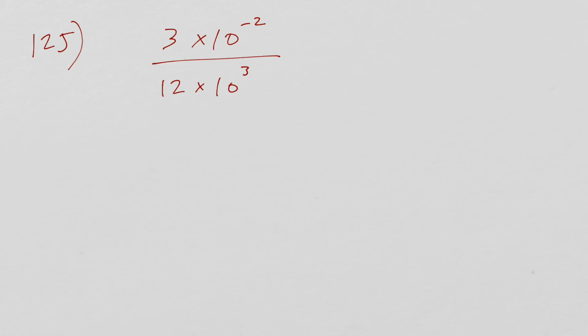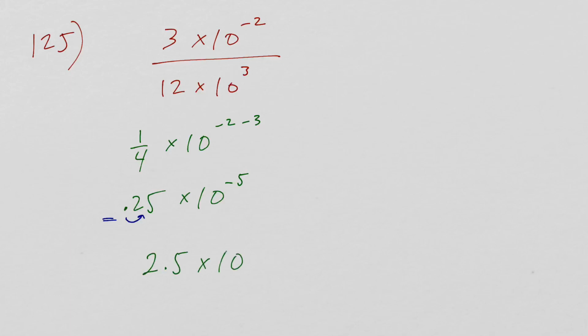Okay, I'm going to start by dividing 3 by 12 and I'll get 1/4, which is 0.25 as a decimal. Then I'm going to say that this is times 10 to the -2 minus 3. I'm subtracting when I divide, so that's a -5. But this is not scientific notation because I do not have a single non-zero digit to the left of the decimal. So I'm going to have to move this over to the right to make this a 2.5 times 10 to the something.